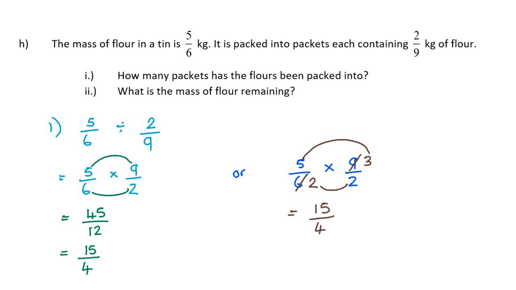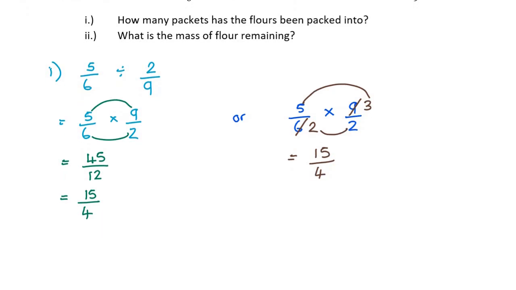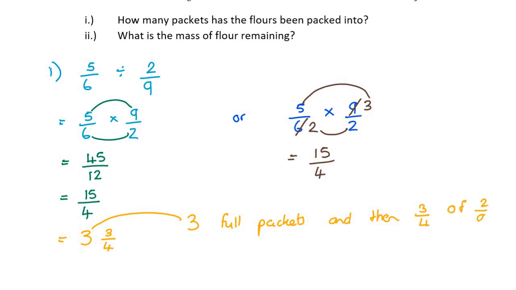Now let's just think about this. That means she could not make a whole number of packets. 15 over 4, this is going to sound terrible coming out of my mouth, but let's change this to a mixed number. 15 divided by 4, well, 4 will go into 15 3 whole times. That would give me 12, and then I'd have 3/4 left. So basically there are 3 full packets, and then 3/4 of this 2/9 left. It's not 3/4 of a kilogram left, because just be careful, a packet contained 2/9. So there's 3/4 of the 2/9 left.